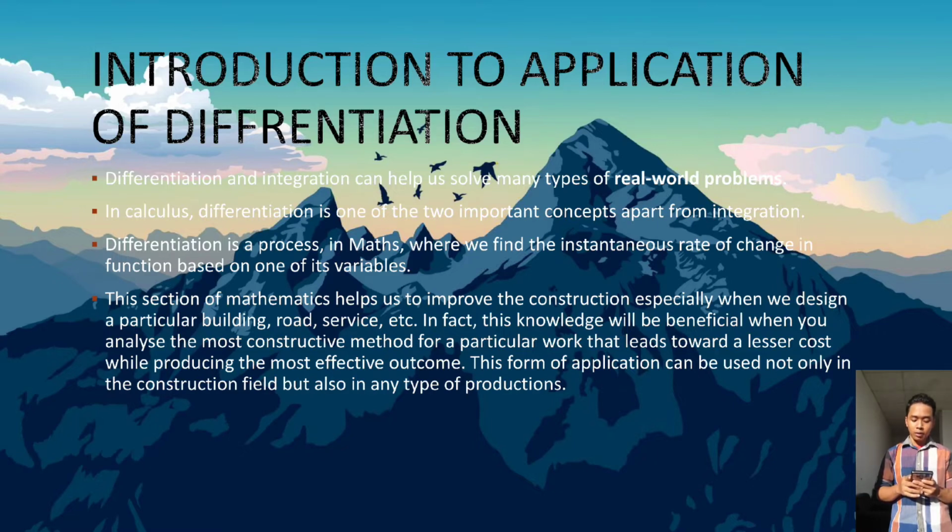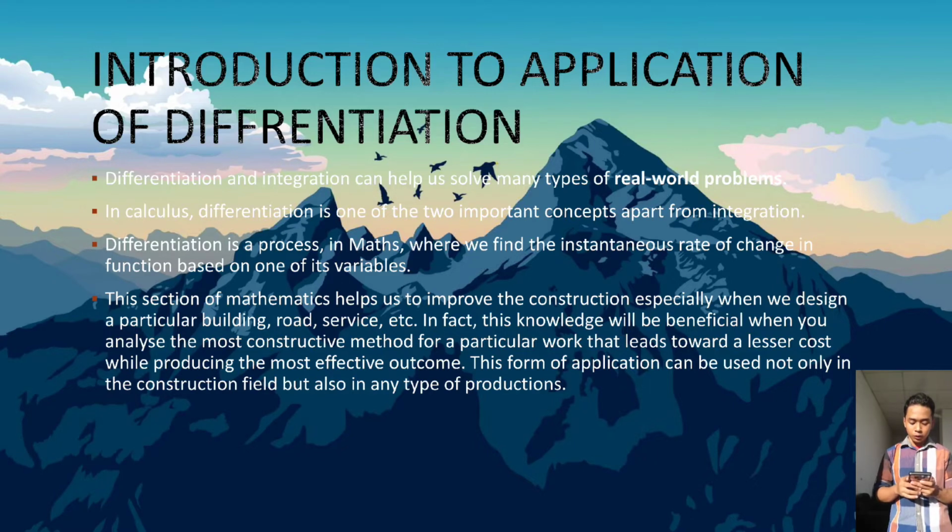Differentiation is a process in math where we find the instantaneous rate of change in a function based on one of its variables. This section of mathematics helps us to improve construction, especially when we design a particular building, road service, etc. In fact, this knowledge will be beneficial when you analyze the most constructive method for a particular work that leads toward a lesser cost while producing the most effective outcomes. This form of application can be used not only in the construction field but also in any type of production.